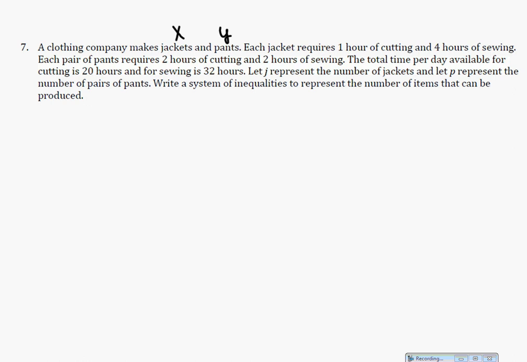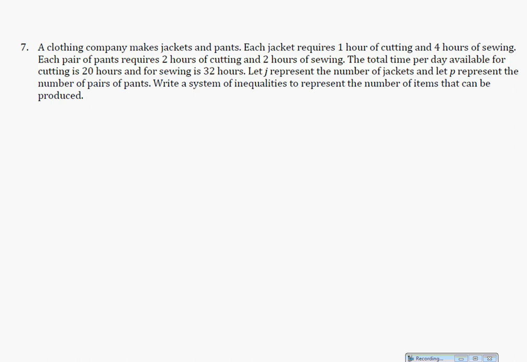Each jacket requires 1 hour of cutting and 4 hours of sewing. Each pair of pants requires 2 hours of cutting and 2 hours of sewing. The total time per day available for cutting is 20 hours. The total time for sewing is 32 hours. Let J represent the number of jackets and P represent the number of pants. And then write a system of inequalities to represent the number of items that can be produced.